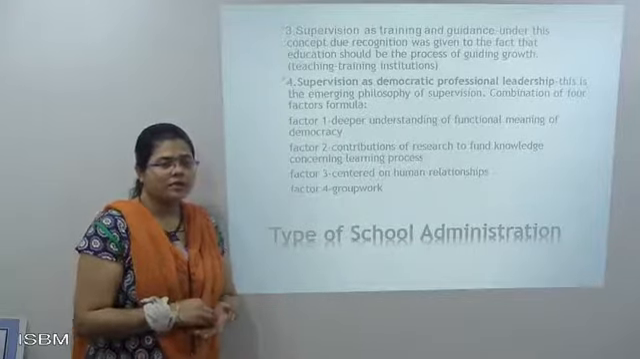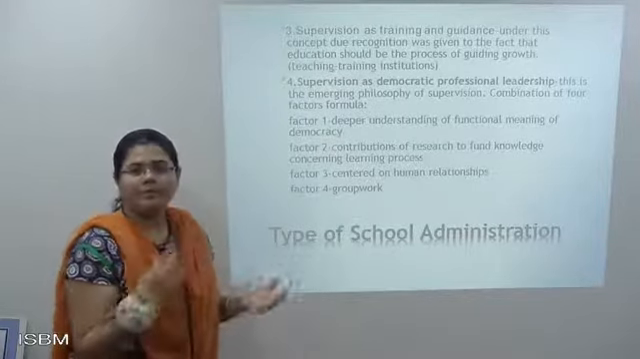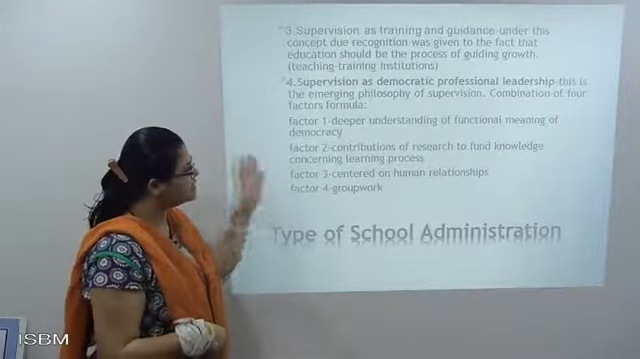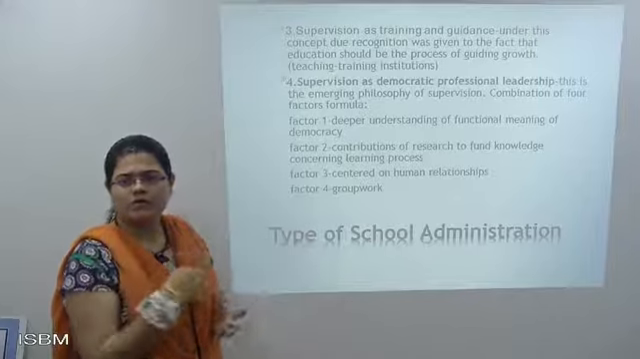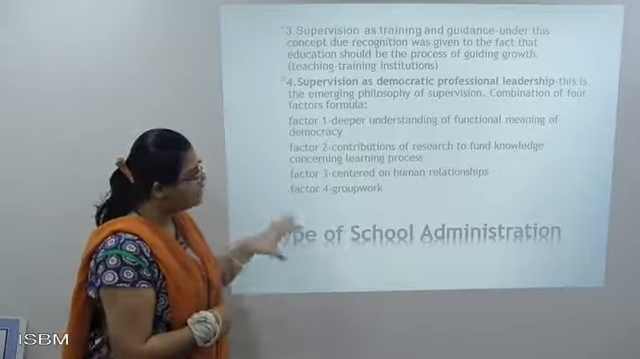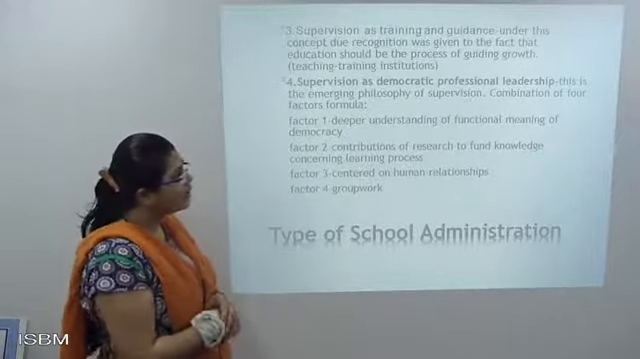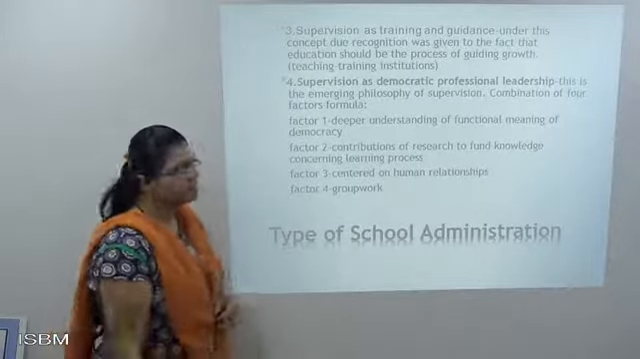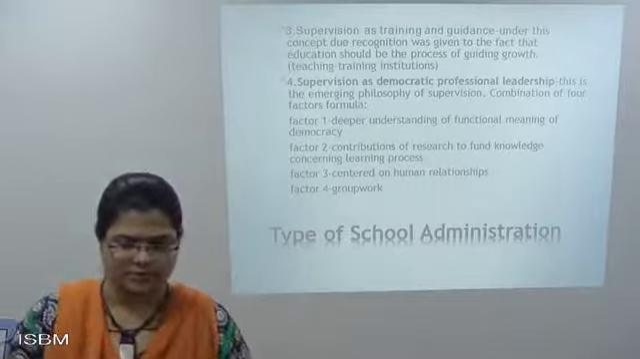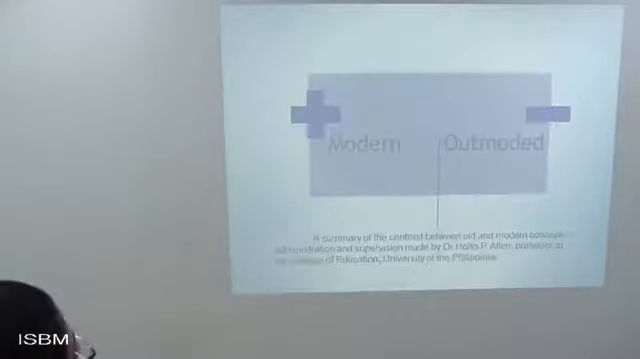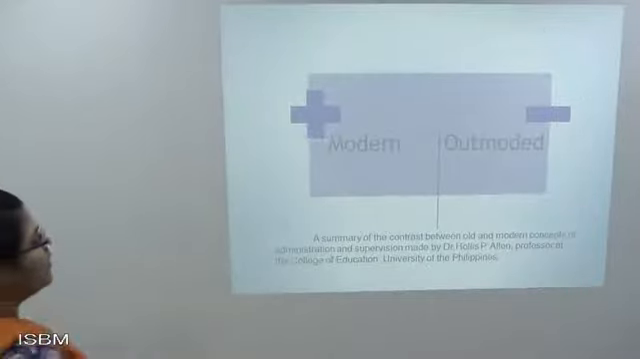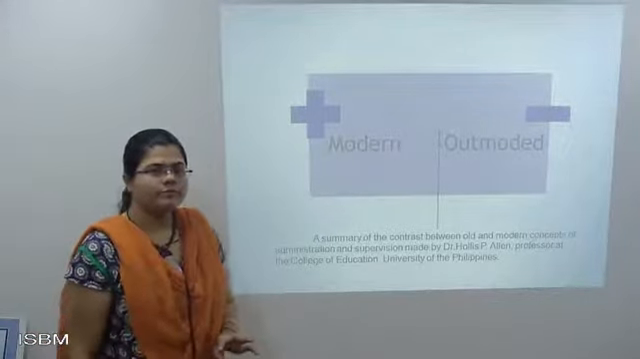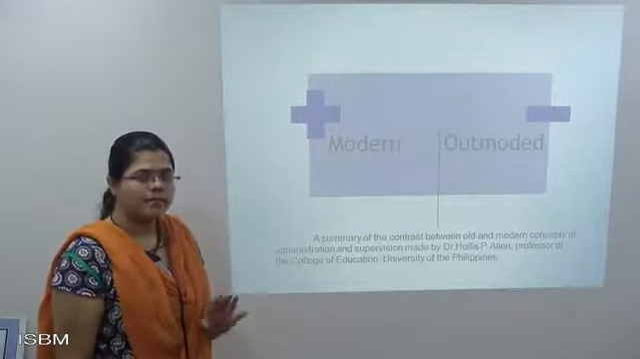Now in this democratic way, people are given importance, and they are given the importance to come up with their ideas, to give different points of view, and to give out new ideas. So this type of democratic way of professional leadership is supervised with the help of 4 factors. So we have learned about the 4 different types of major points, and with the help of these 4 major points, school administration works.